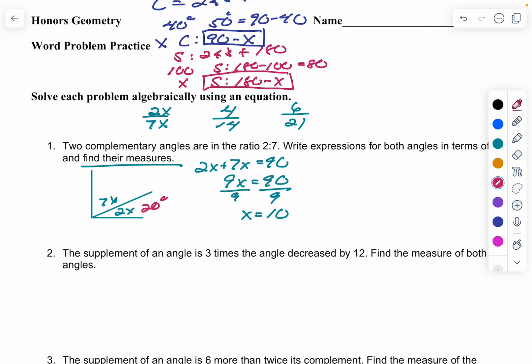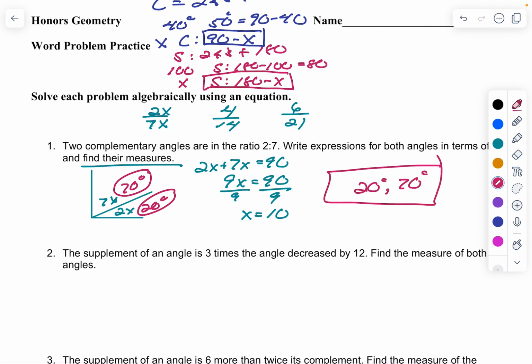Find their measures. So plugging in 10, you're going to get 20 degrees and 70 degrees. You can write it on your picture like that and circle them, or you could just write 20 degrees, comma, 70 degrees. Those are our two angles.